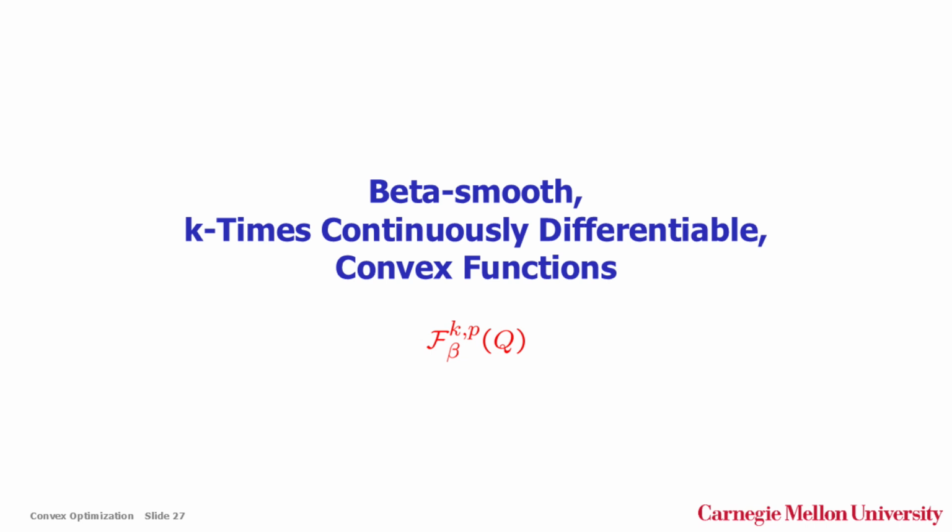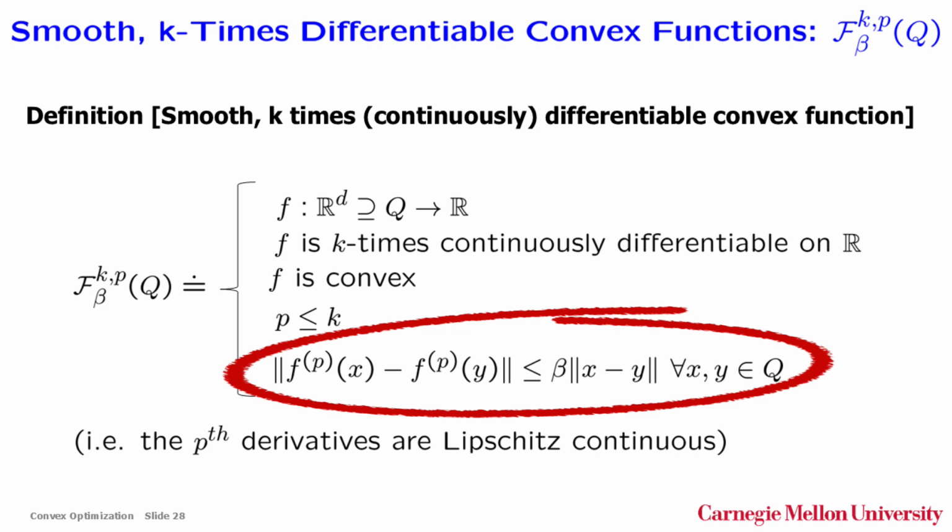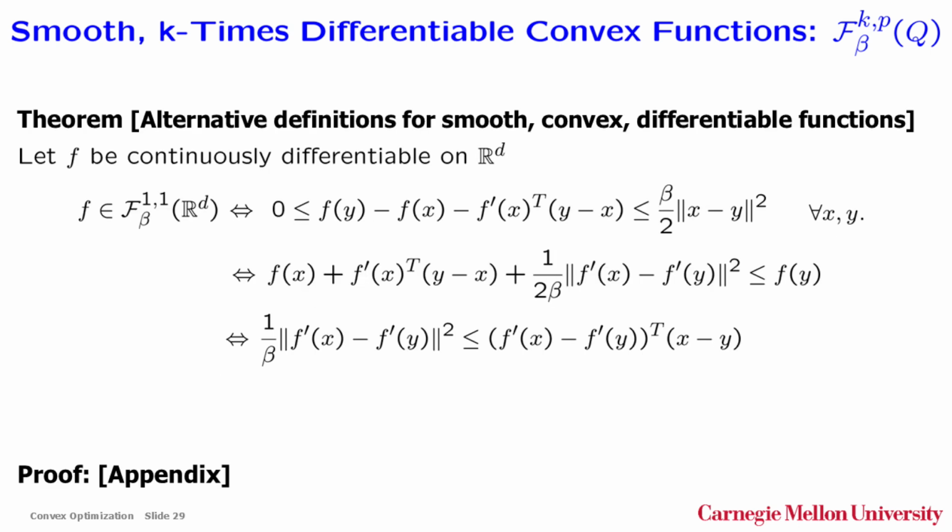The next important function class is the class of beta smooth, k times differentiable, and convex functions. This function class will be denoted by F_{k,k}^{beta}(Q). It contains those functions that are k times continuously differentiable, convex, and the k-th derivatives are beta Lipschitz continuous, and the domain is set Q. As a special case, F_{1,1}^{beta} contains those functions that are continuously differentiable, convex, and their first derivative is beta Lipschitz continuous.